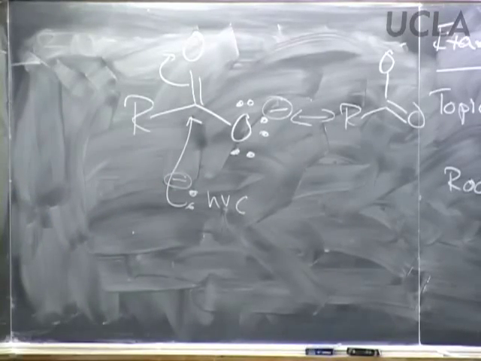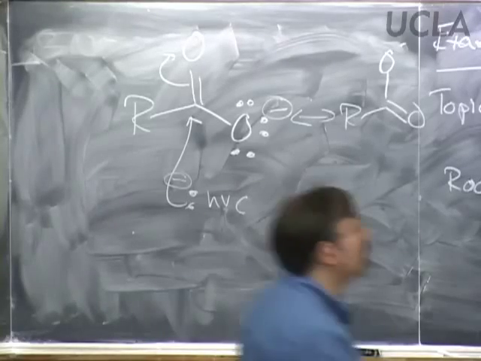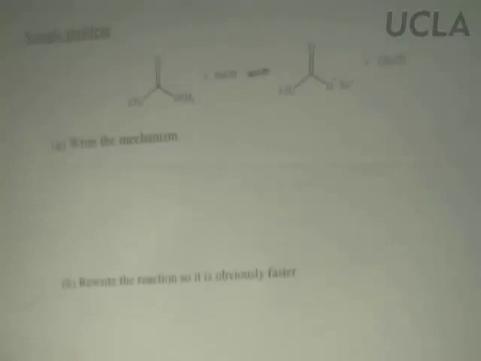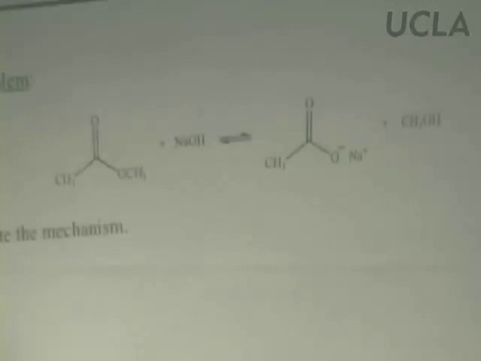All right, so what do I want to do here now? Now what I want to do is take what we've learned and apply it to, in our next couple of minutes, a sample problem. What we're going to do in this sample problem is take this reaction, which is an ester plus base to make a carboxylate and methanol. We're going to work out the mechanism, we're going to rewrite it and make it a little bit faster, and then we're going to talk a little bit about equilibrium.